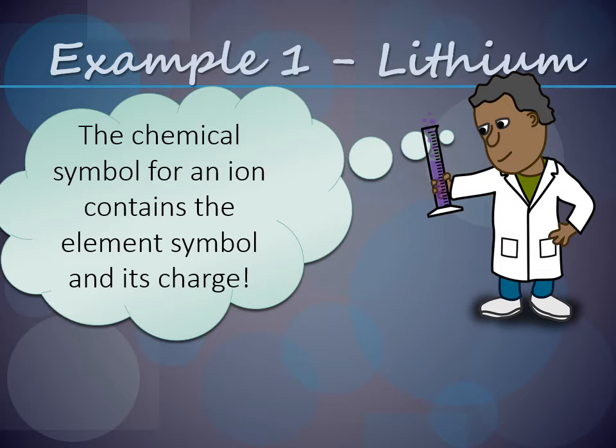The chemical symbol for an ion contains the element symbol and its charge. It's really important. When we're talking about ions, you have to include the ionic charge or it will be incorrect. So lithium is 1 plus. Okay, so you have the symbol and you also have the charge.